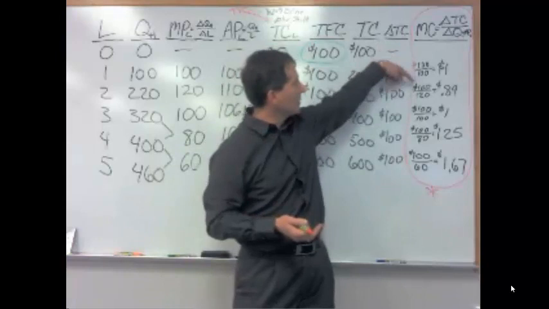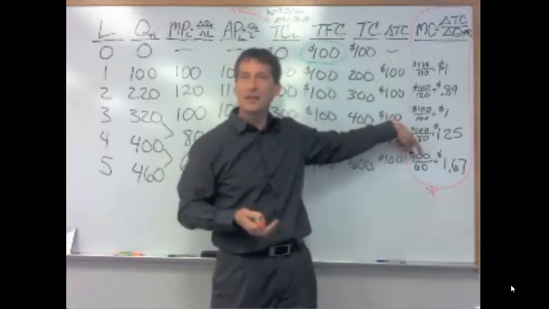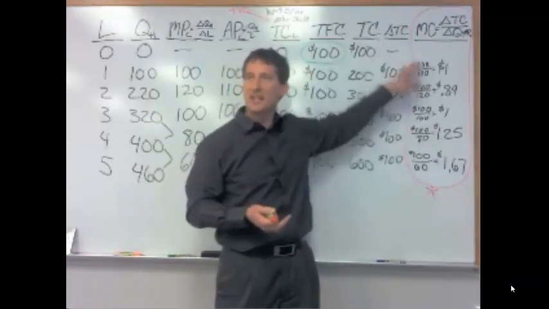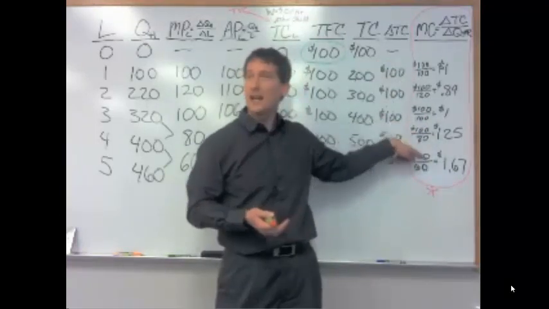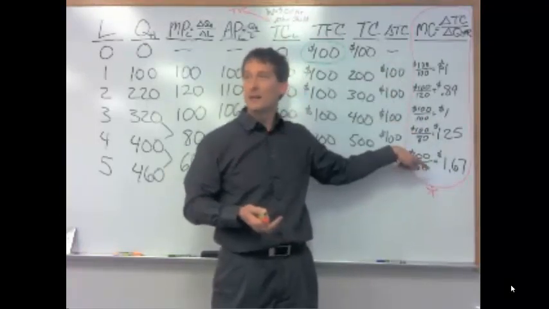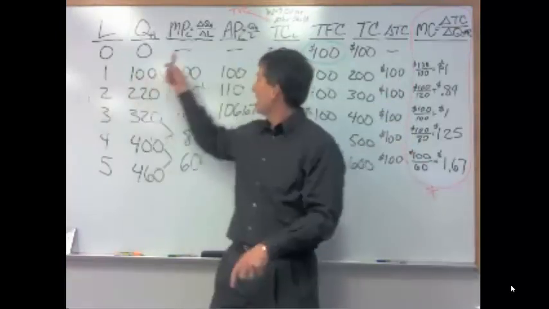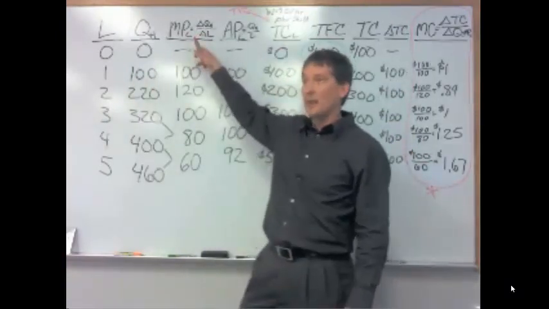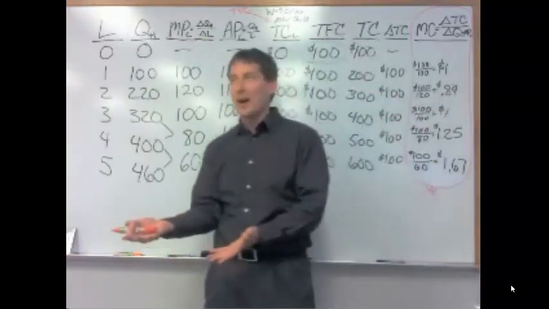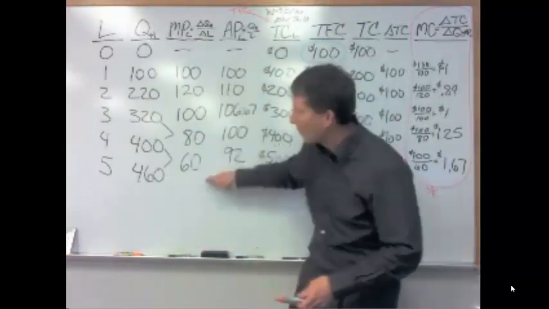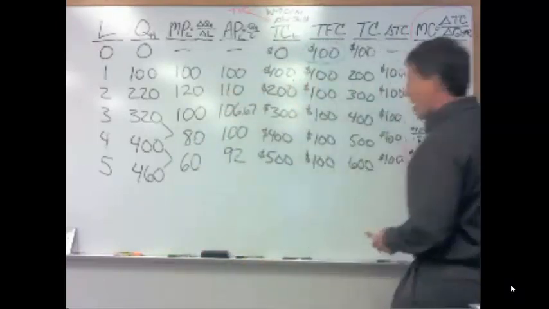Is it the numerator, the 100? Is that what's driving the result? No, because it's staying the same. What's changing is the denominator. What's that? The MPL, the marginal product of labor. So what gives us increasing cost is diminishing marginal product. The fact that this number is going down is what makes these numbers go up.